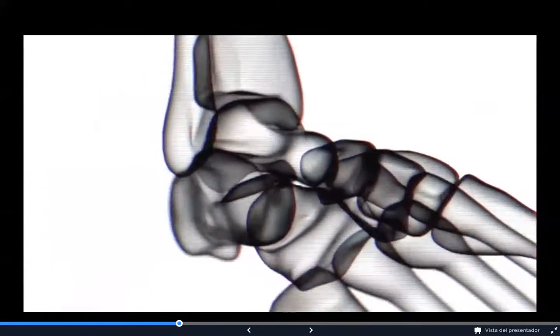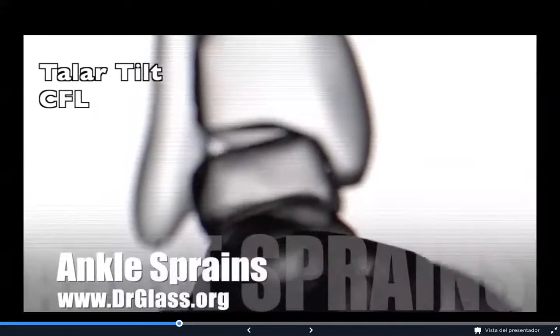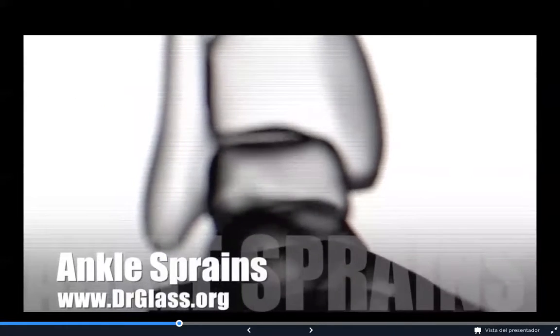Likewise, an injury to the calcaneofibular ligament will result in a positive talar tilt seen between the alignment of the tibial plafond and the talar dome.